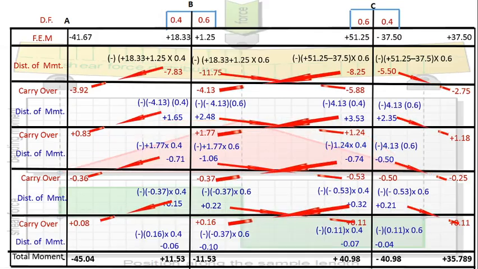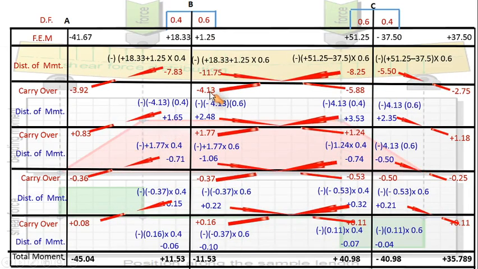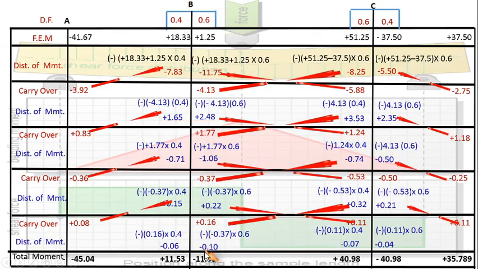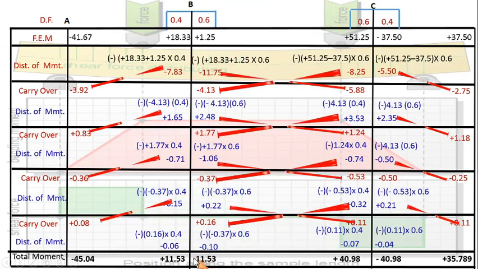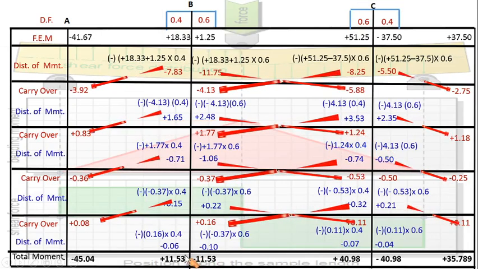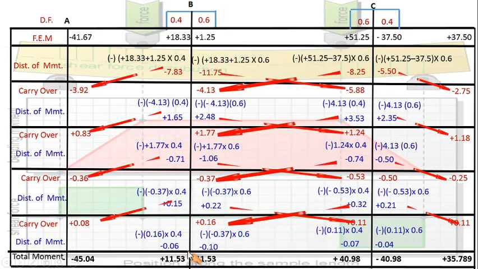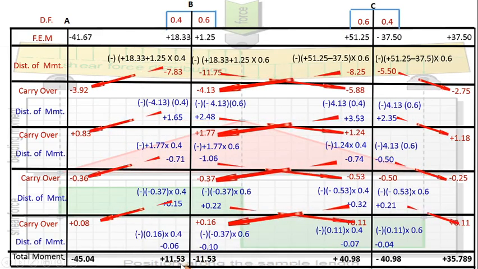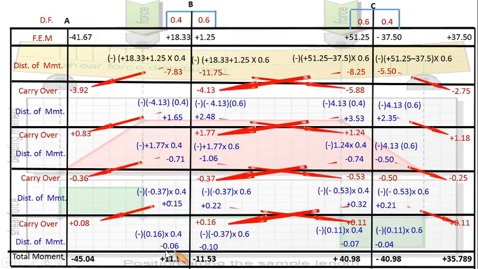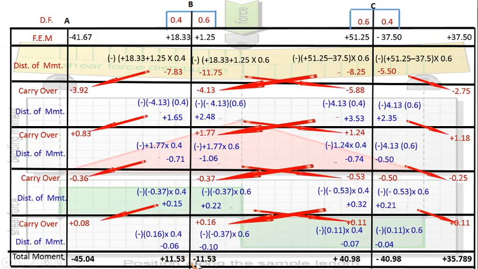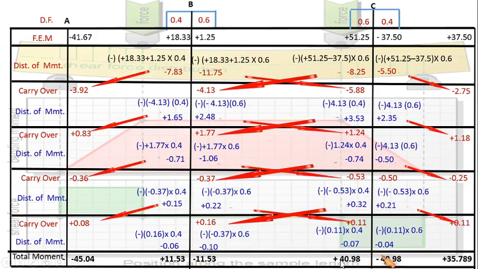So here, moving ahead, again do the algebraic summation of all the moments on the right hand part of B. So this one plus this plus this plus this and all this we go on adding. So you can see the value comes out to be minus 11.53. So you can judge here that the left hand of B and right hand of B moments are equal and opposite. Means if I do the summation of these two moments about joint B, this value comes out to be equal to 0. Same is the case with joint C.